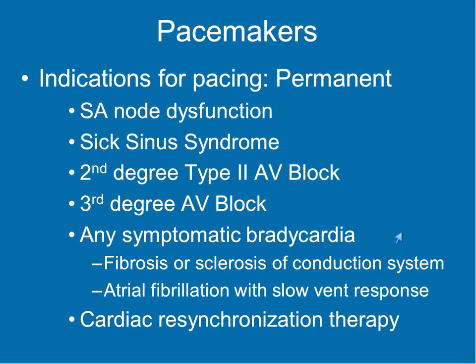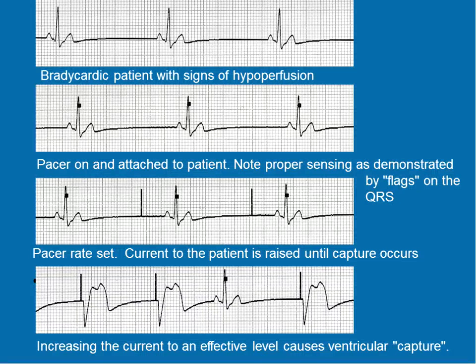So who gets symptomatic bradycardias? What are we talking about here? Well, people who have autoimmune or fibrosing or sclerosing disorders of the conduction system. And then atrial fibrillation with a very slow ventricular response may also need a pacemaker. And a pacemaker does not correct the atrial fibrillation. It just gets an impulse through the ventricles more often. And then I mentioned cardiac resynchronization therapy.